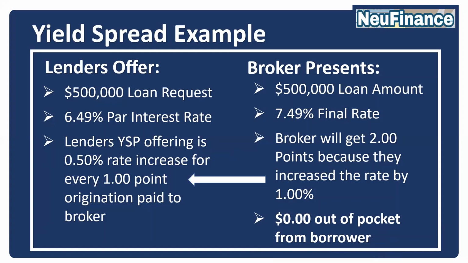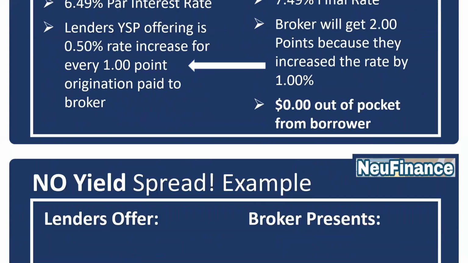So it lowers the total cost if, let's just say, the broker didn't do yield spread. And we'll get into that here in an example coming up. Let's just jump into it right now. We might as well go to the next slide.